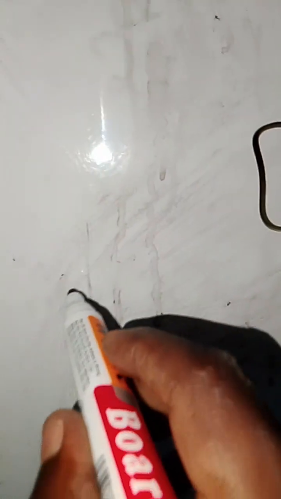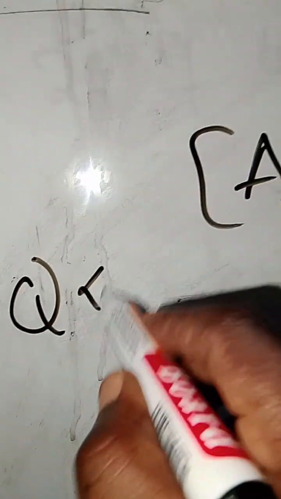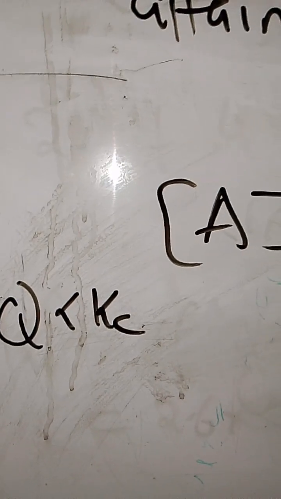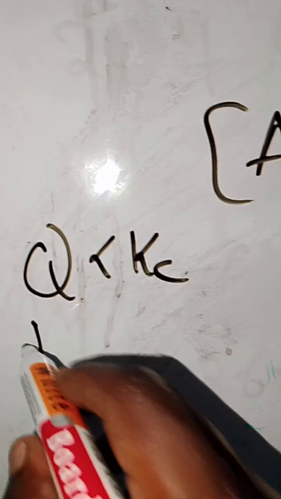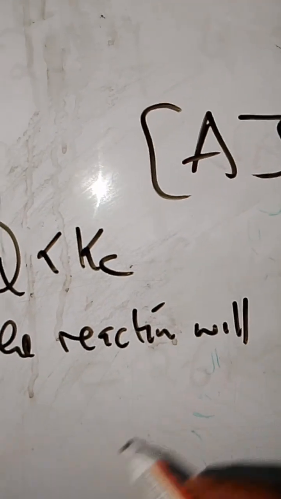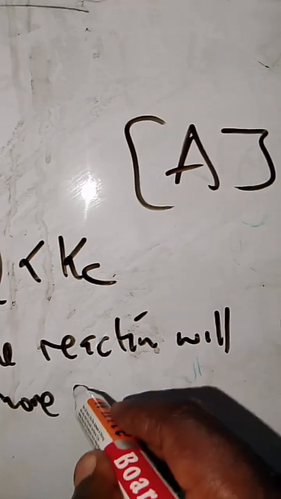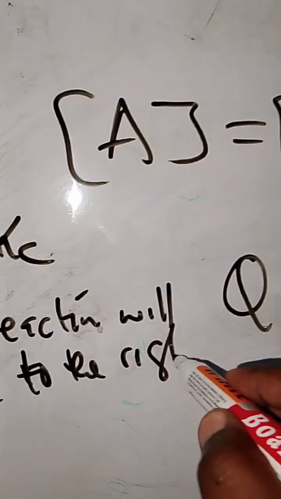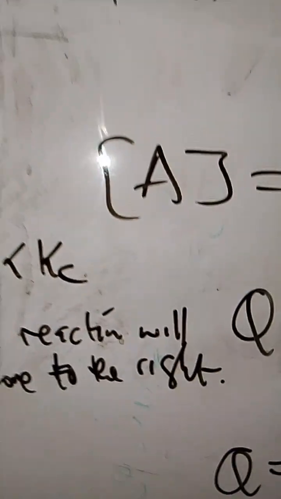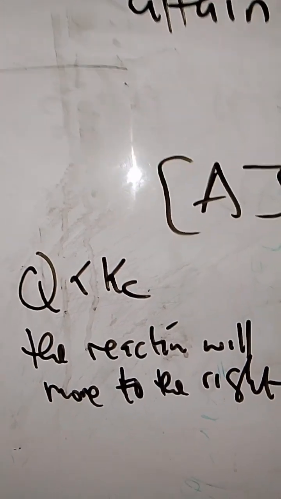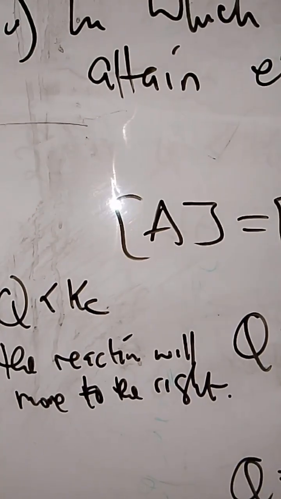In this case, Q is less than Kc. So if Q is less than Kc, it means the reaction will move to the right, meaning more products will be formed as the system attains equilibrium.